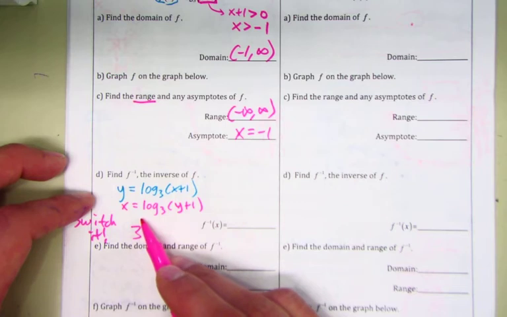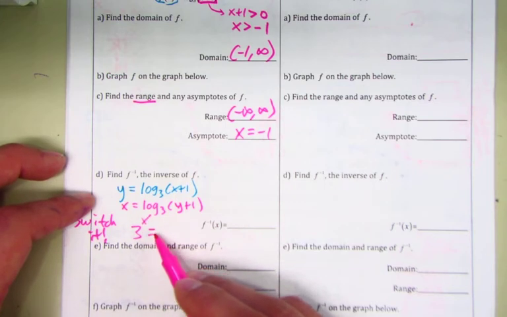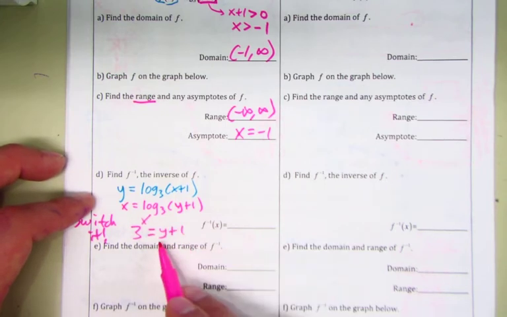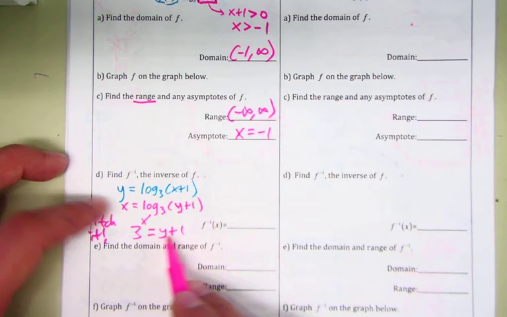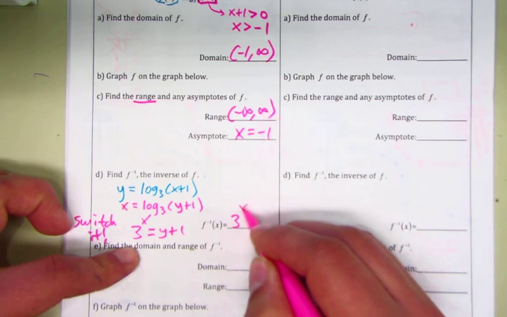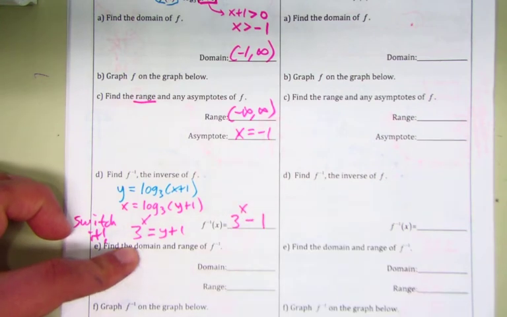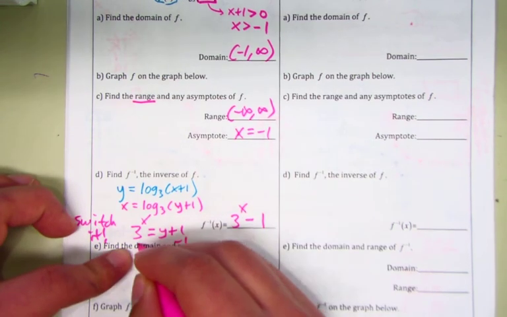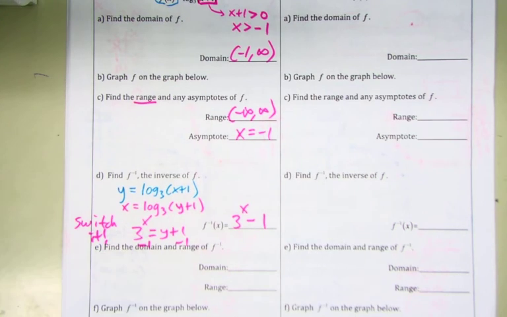Base is 3. Very good. Now could I get y alone easily? We just subtract 1, and there it is. 3 to the x minus 1 would be the inverse rule. Any questions on how we did that?